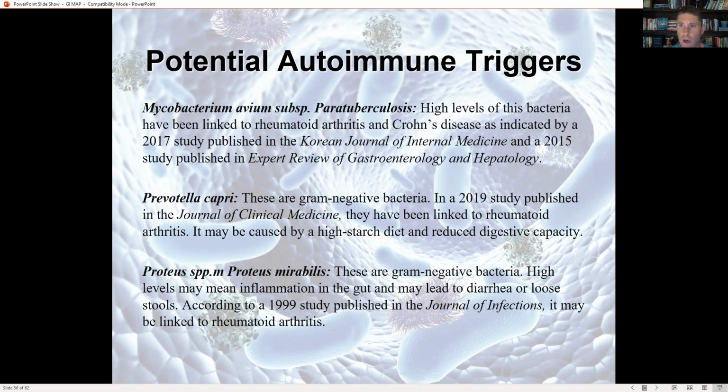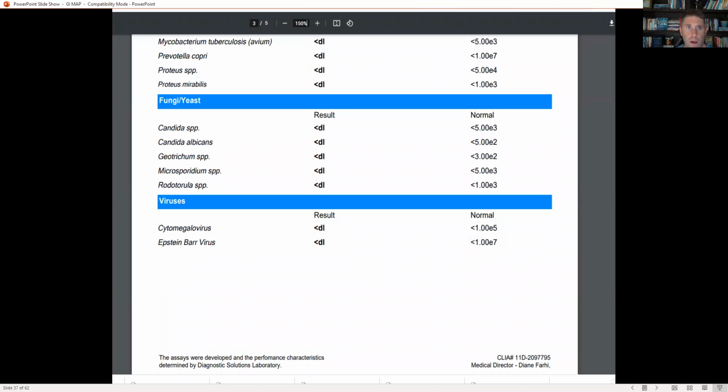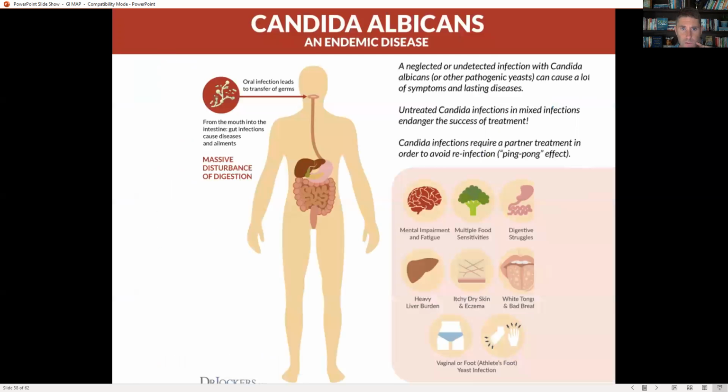Mycobacterium, high levels of that have been associated with rheumatoid arthritis. Prevotella copri is linked to rheumatoid arthritis as well. It could be caused by a high starch diet, reduced digestive capacity, or reduced stomach acid. So Prevotella is one that I often see high. Proteus as well is another one that I often see high. High levels may mean inflammation in the gut, may lead to diarrhea or loose stools, and may be linked to rheumatoid arthritis. That was the bottom there: Mycobacterium, Prevotella, Proteus, Proteus mirabilis. So again, a lot of these are associated with joint pain types of issues.